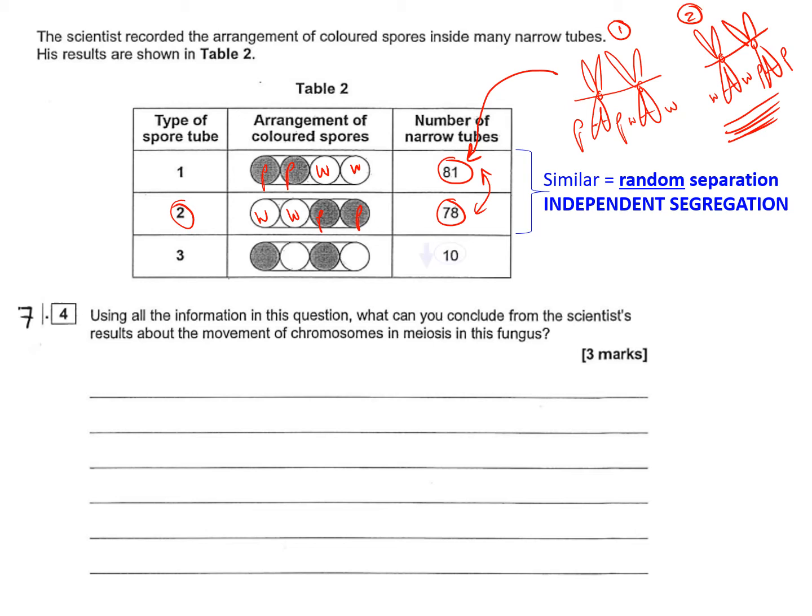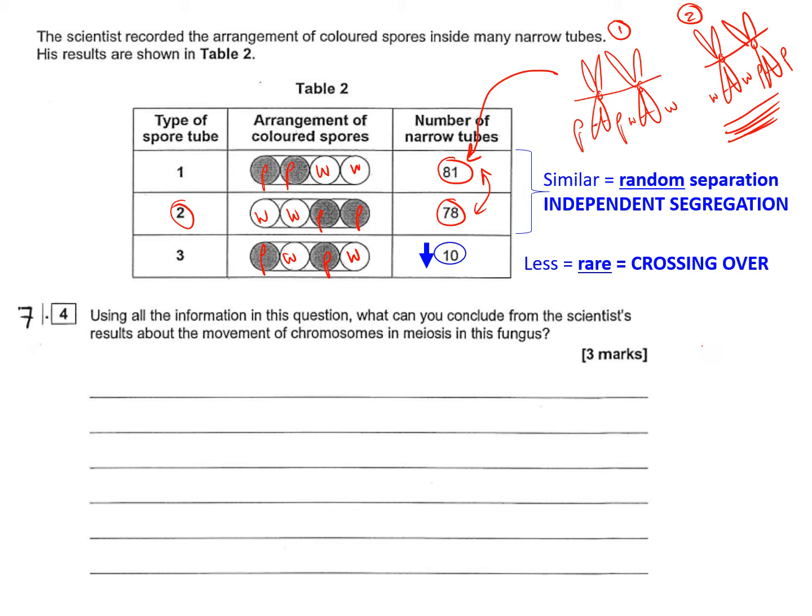Now, if you look at tube number 3, hopefully you can see that that value of 10, so we got 10 tubes with this arrangement of pink, white, pink, white. We can see 10 is actually a lot less than 81 and 78. Now, this is going to be due to crossing over. Now, we know crossing over is actually quite a rare event. It occurs in about 10% of cells that undergo meiosis.